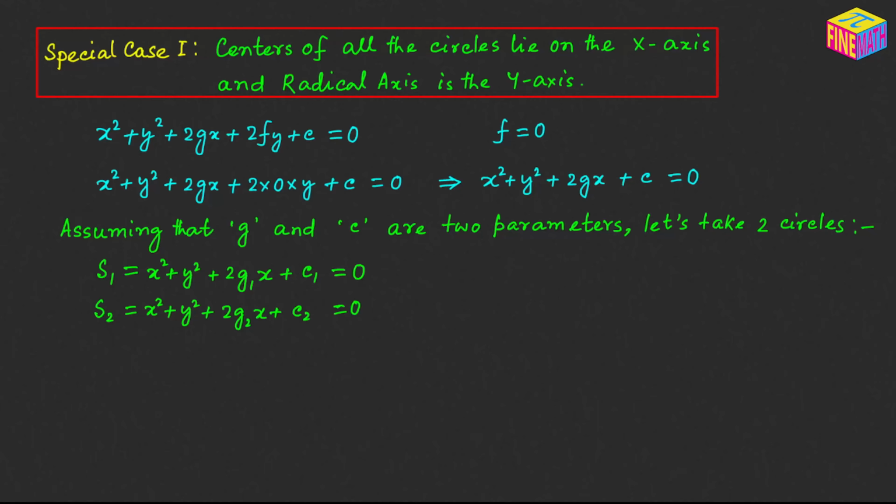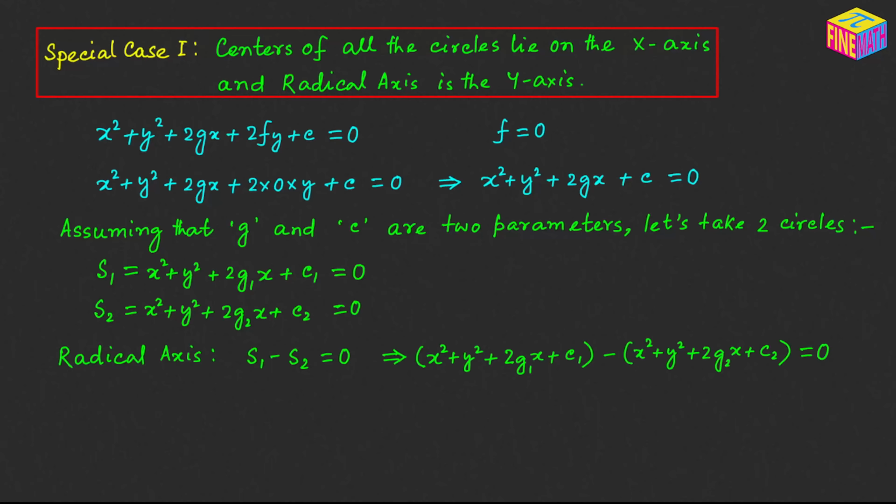We are using two different values of g and two different values of c. Now what would be the equation of their radical axis? Well, we can write it like this. And then if we plug in the values of s sub 1 and s sub 2, the equation will look like this. And if we remove the parentheses, we can write it like this. And here you see we have positive x squared and negative x squared. They are going to cancel out each other. And similarly, we have positive y squared and negative y squared. They are also going to cancel out each other. And we are going to be left with something like this.